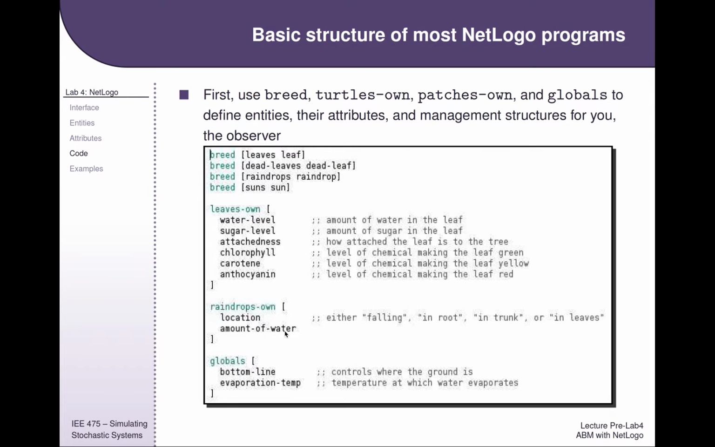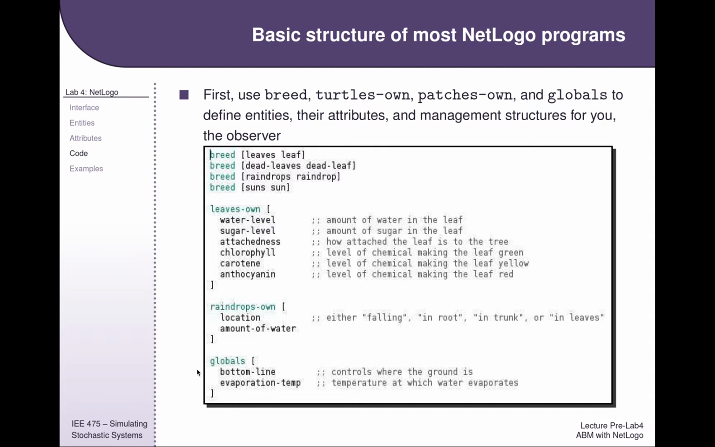You could imagine that this amount of water, if a raindrop is in the leaf for a certain amount of time and it hasn't been used, then maybe through transpiration, maybe through processes of heating the leaves, you end up getting evaporation of that water and the leaf loses the water even though the raindrop is still there.